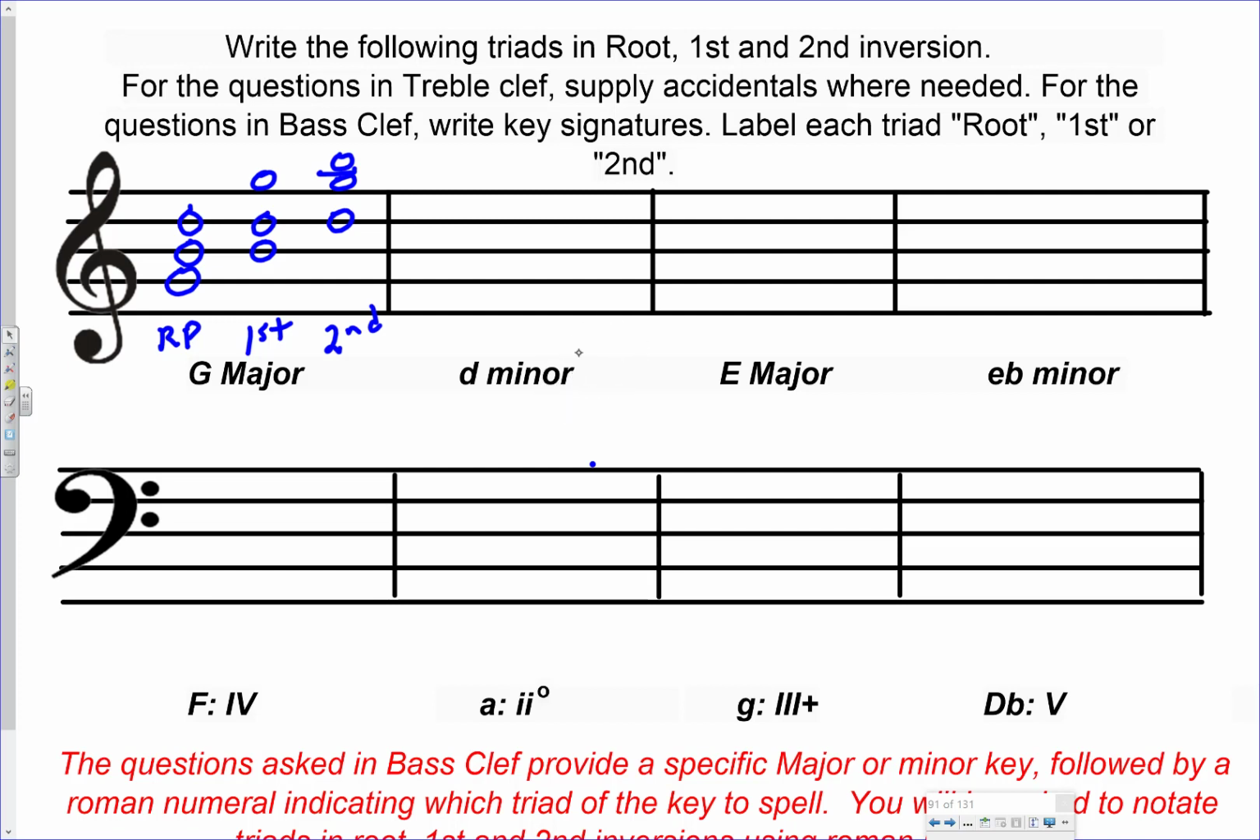Take a moment to complete the treble clef examples. We're looking for D minor, root position, first inversion, second inversion; E major, root position, first inversion, second inversion; and E flat minor, root position, first inversion, second inversion. Please reread the directions. It says for the questions in treble clef, supply accidentals where needed.